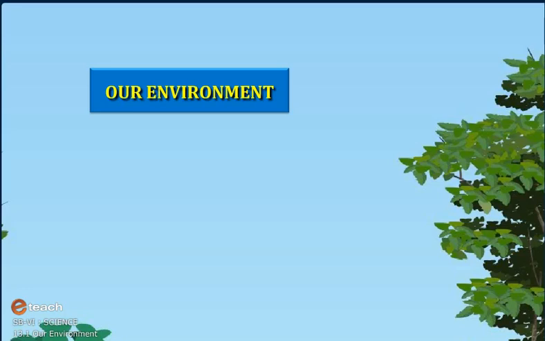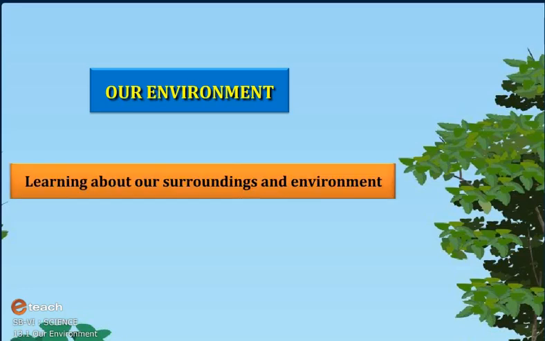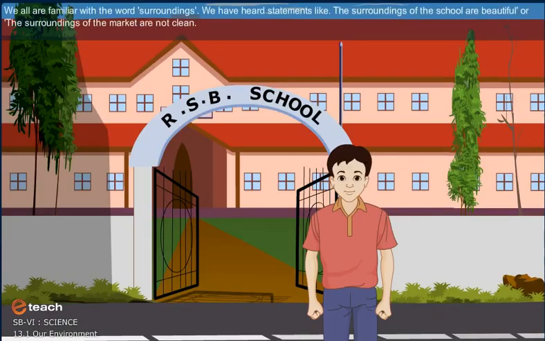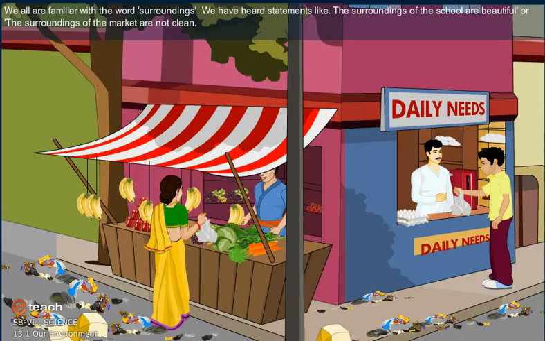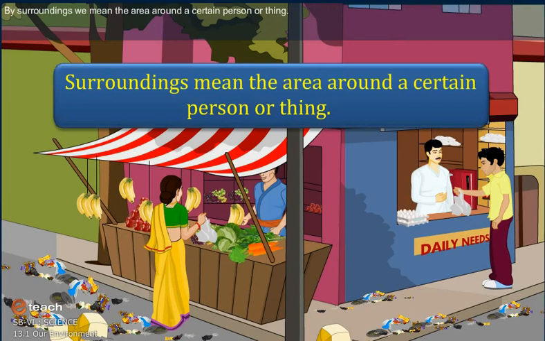Our environment. Learning about our surroundings and environment. We all are familiar with the word surroundings. We have heard statements like, "The surroundings of the school are beautiful," or "The surroundings of the market are not clean." By surroundings, we mean the area around a certain person or thing.